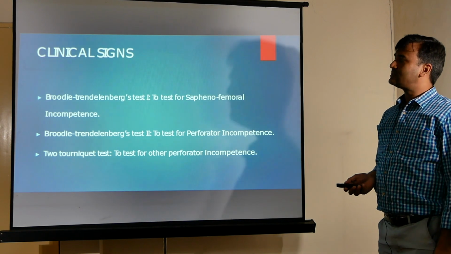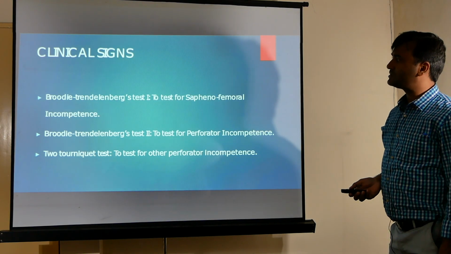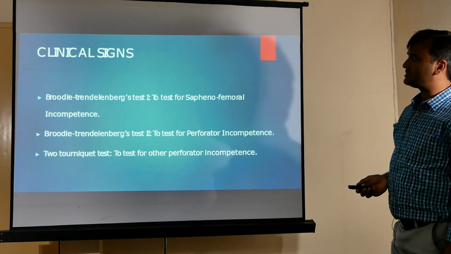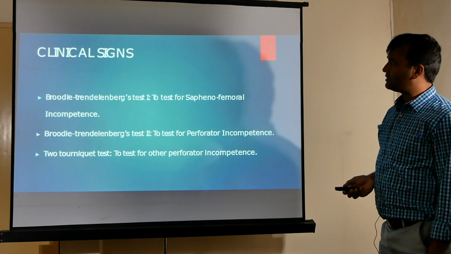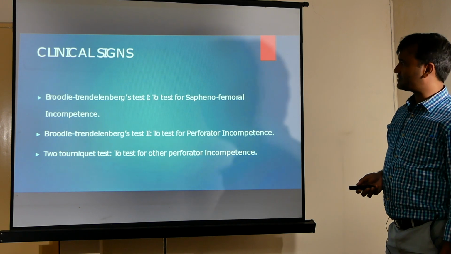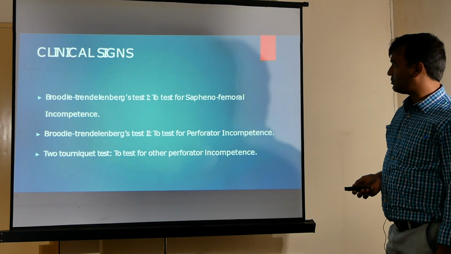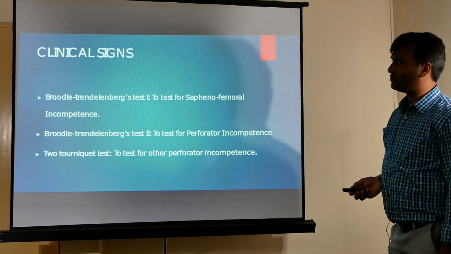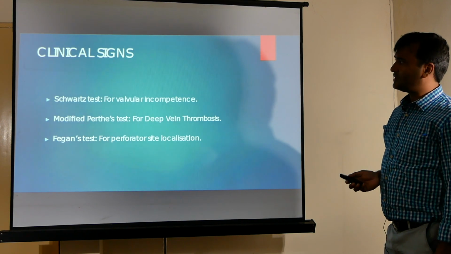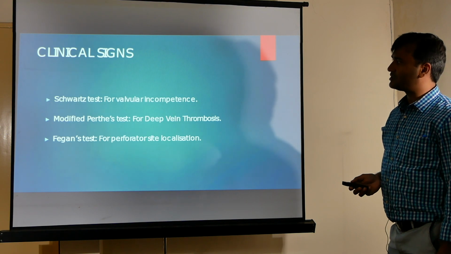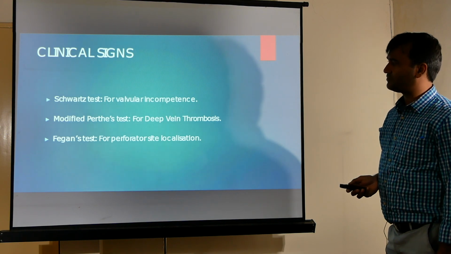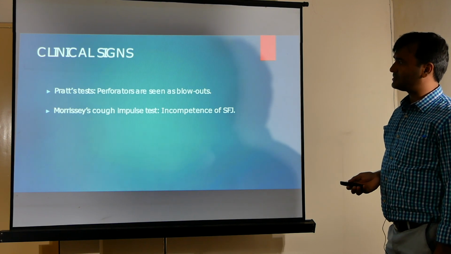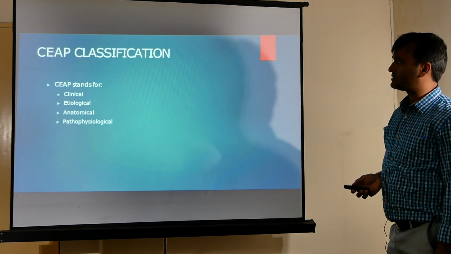The clinical signs are elicited in the form of the Brodie-Trendelenburg test to test the saphenofemoral junction incompetence. There are two Brodie-Trendelenburg tests: the first is for saphenofemoral junction incompetence and the second is for perforator incompetence, and the two tourniquet tests are done for perforator incompetence. Various clinical signs can be elicited with the Schwartz test, modified Perthes and Fegan test, which can be discussed later on in detail. Pratt's test and Morrissey's cuff impulse test.